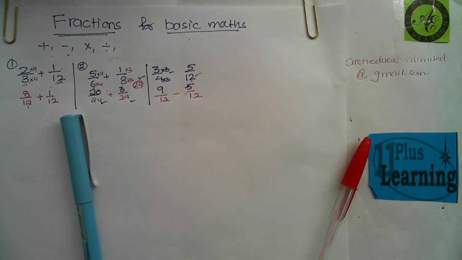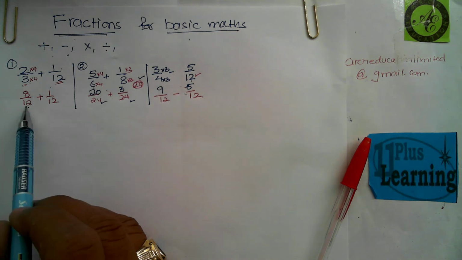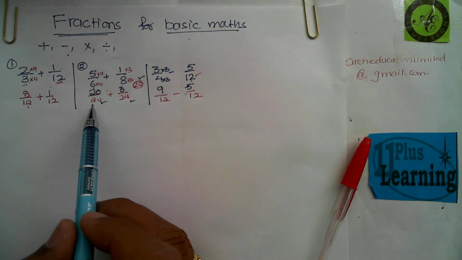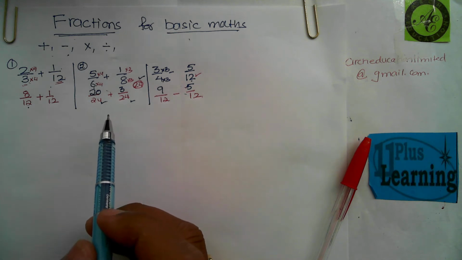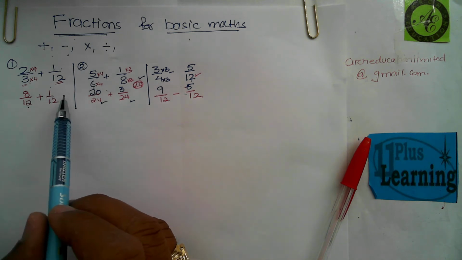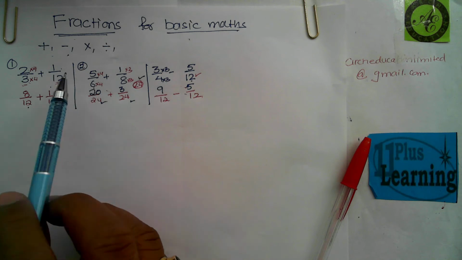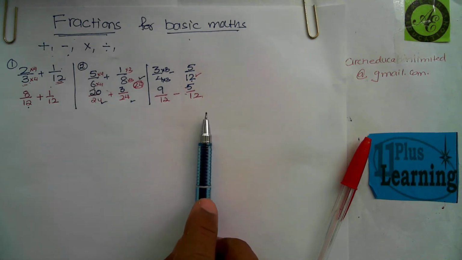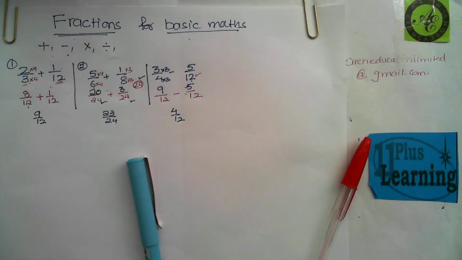Now what do we do, guys? Once we reach that stage, all the fractions are like fractions. Now that means they have the same denominator. All we need to do now is just add or take away the numerators and then simplify if you can. Do that, write the answers and check with mine, please.